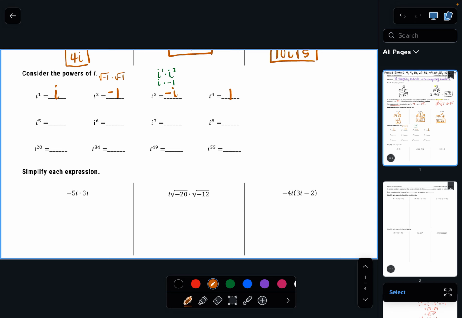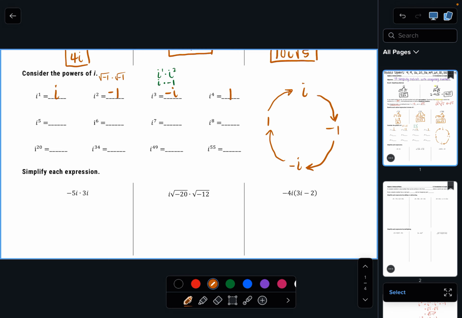Okay, what you need to know is that these are the 4 possibilities for what your answer could look like. These are the only 4 answers you could have. The pattern continues. It goes from the starting point of I, to negative 1, to negative I, and then to positive 1, and then it starts over again.